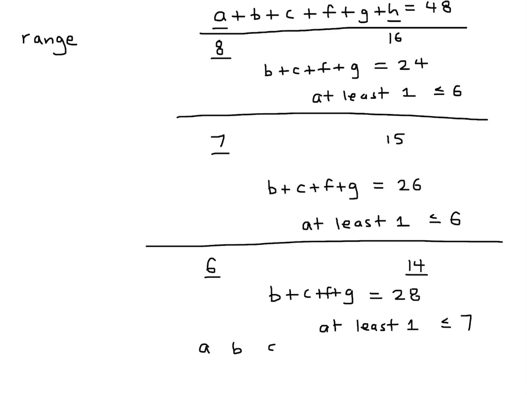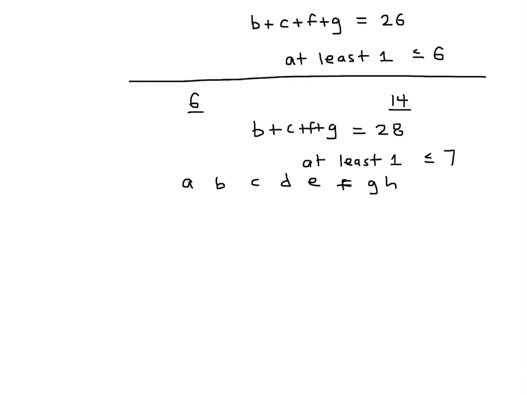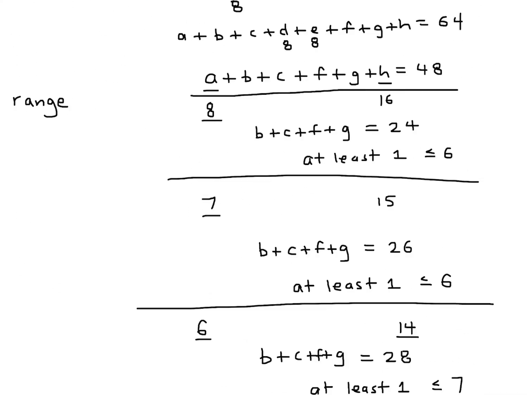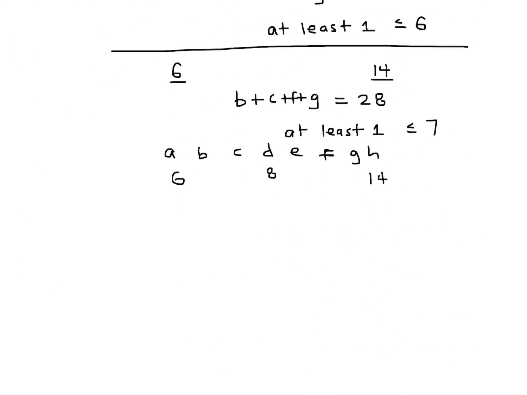A, B, C, D, E, F, G, H, right? So we've got 6 and 14. From up top, remember we had 8 and 8 for D and E. So 8 and 8. And then we want all these guys to add up to 28. So how can we do that without messing this up? Well, if we make 2 of these 8s and then 2 of these 6s, that will work. This will be able to all work out.